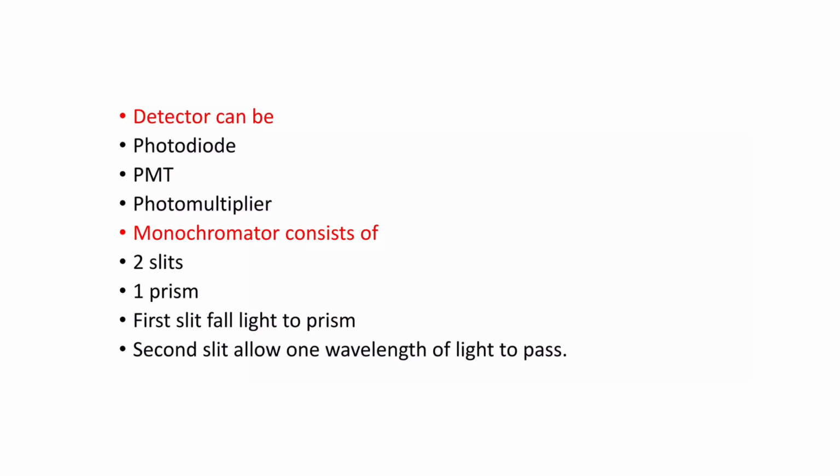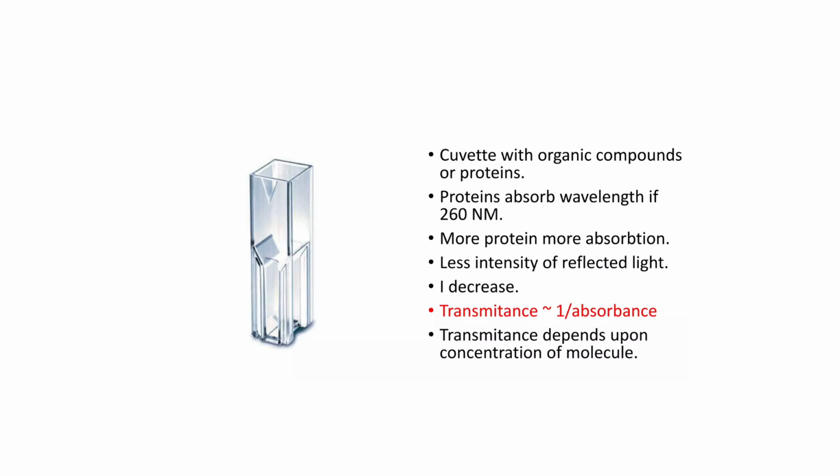So the detectors could be photodiodes, PMT, or photomultipliers, while the monochromator consists of two slits and one prism. The first slit emits the light onto the prism, while the second slit allows one wavelength of light to pass through the sample. And then there's a cuvette. A cuvette is usually a glass container where you pour your samples and fit it into the machine to record your transmitted light absorbance.